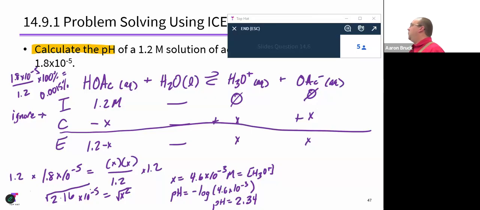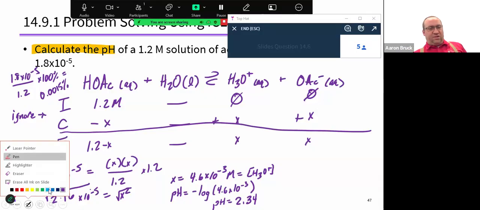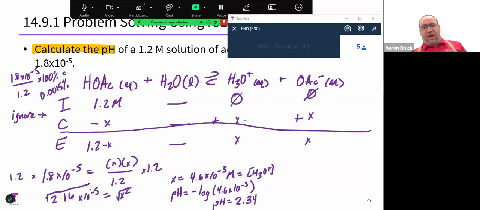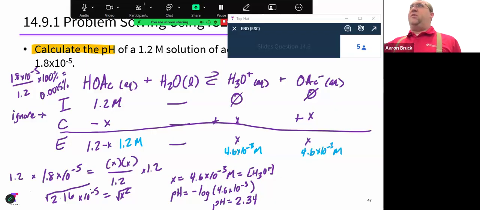Now this is the way that we would solve the ice table and answer this question specifically. Understand, we can answer all of the other kinds of questions that we would have been asked about ice tables previously. So for example, if I wanted to know the equilibrium concentrations of each of these things, knowing X, I could now say that 4.6 times 10 to the negative third molar is the concentration of hydronium. 4.6 times 10 to the negative third molar is the concentration of acetate. And if I take this off of 1.2, I'm still going to get 1.2 molar as the concentration of acetic acid. So I could do all of those calculations just like we did last chapter.